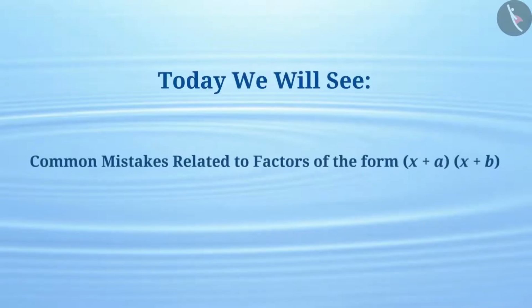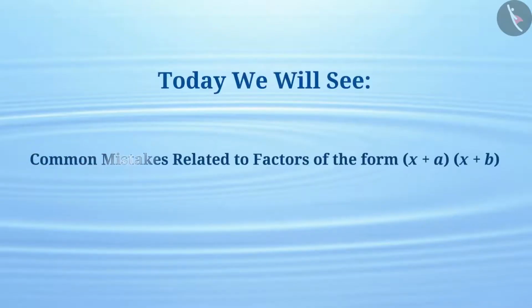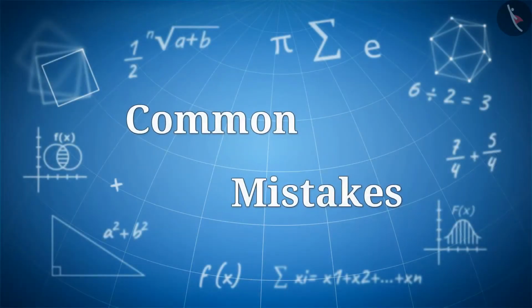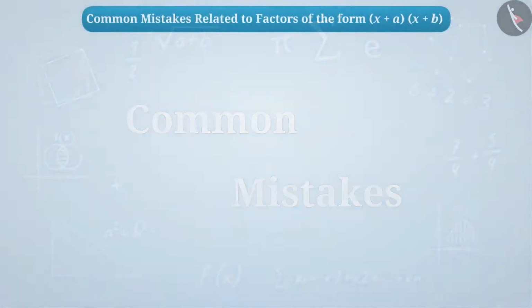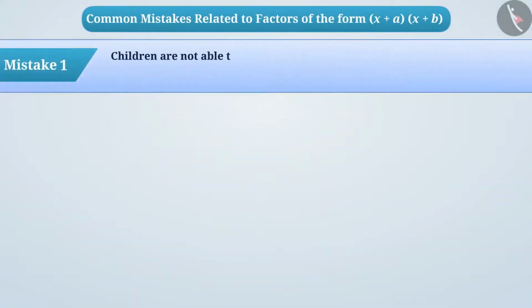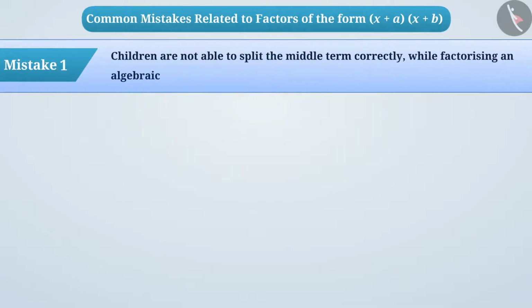Today we will see some common mistakes related to factors of the form x plus a into bracket x plus b. Mistake 1. Children are not able to split the middle term correctly while factorizing an algebraic expression of type x square plus into bracket a plus b x plus ab.